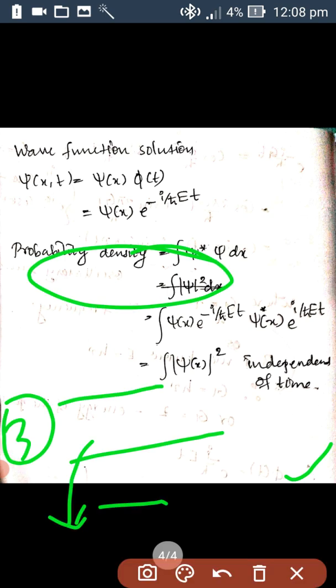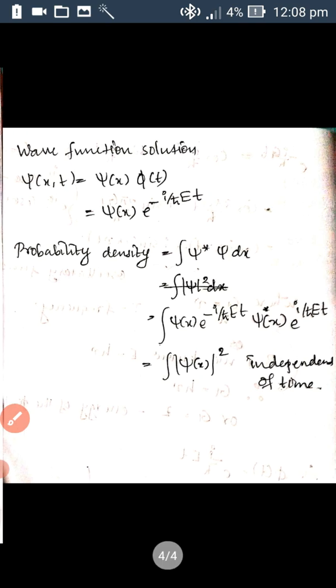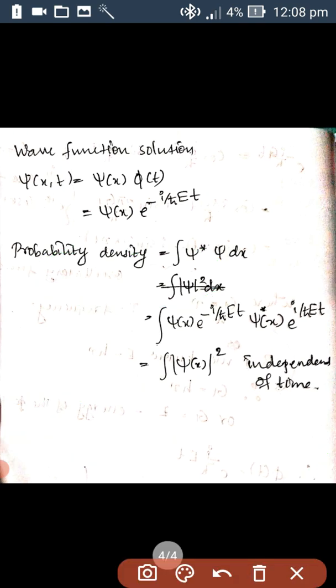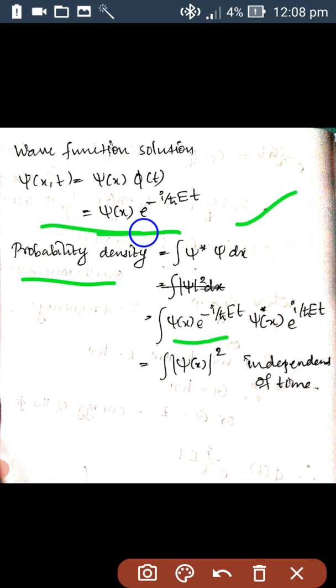Now we are going to take the wave function solution. We know that psi of x,t can be written as the product of two functions, that is psi of x into phi of t. So psi of x into phi of t is nothing but e to the power minus i by h cross E t. And the probability density, what is probability density? Integral psi star into psi dx, and psi is psi into e to the power minus i by h cross E t. This is the actual wave function.